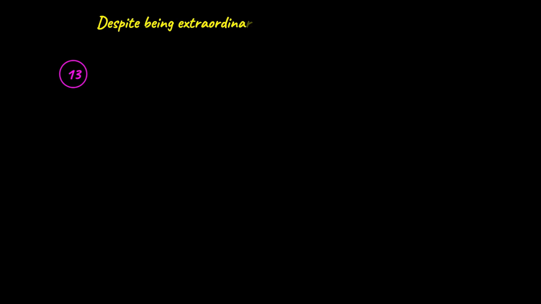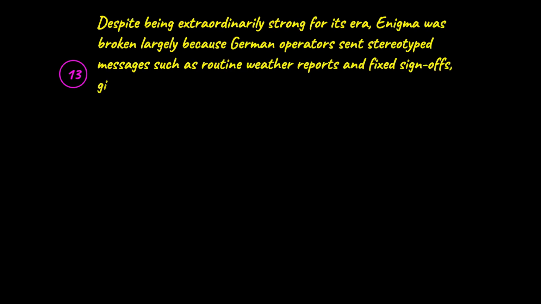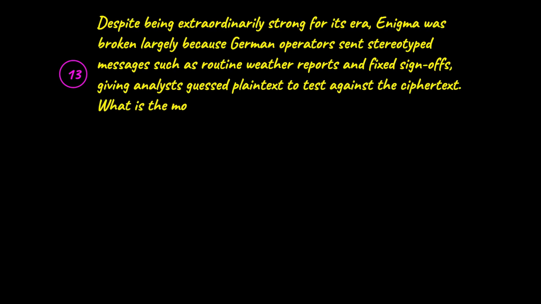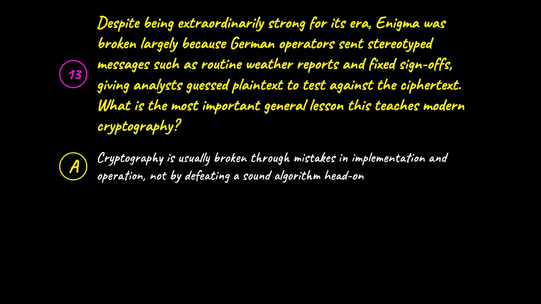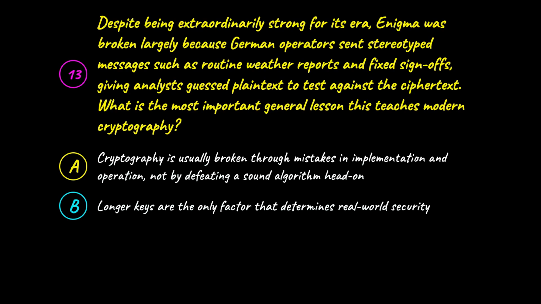Question 13. Despite being extraordinarily strong for its era, Enigma was broken largely because German operators sent stereotyped messages such as routine weather reports and fixed sign-offs, giving analysts guessed plaintext to test against the ciphertext. What is the most important general lesson this teaches modern cryptography? Your options are: A. Cryptography is usually broken through mistakes in implementation and operation, not by defeating a sound algorithm head-on. B. Longer keys are the only factor that determines real-world security.